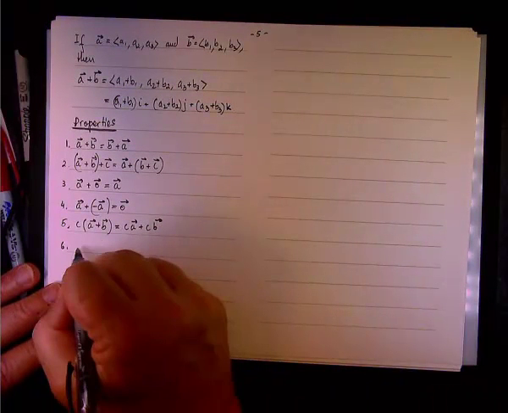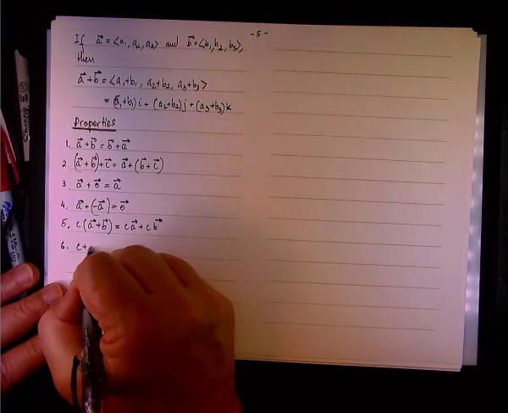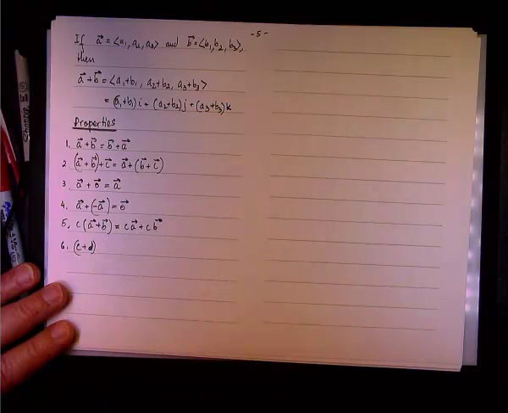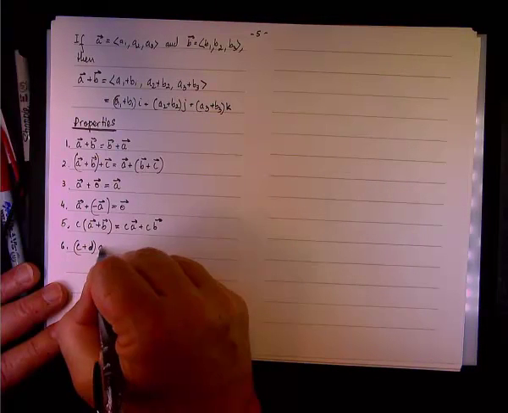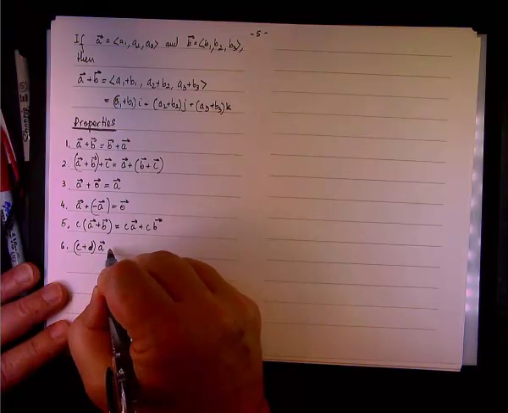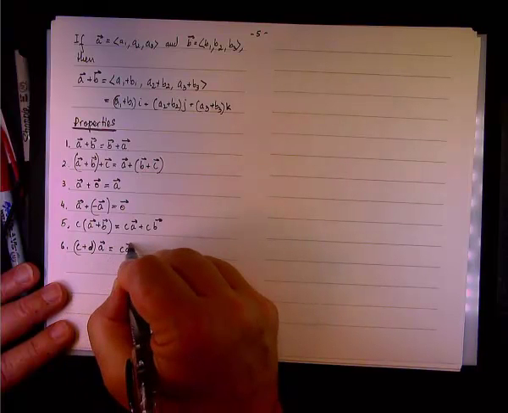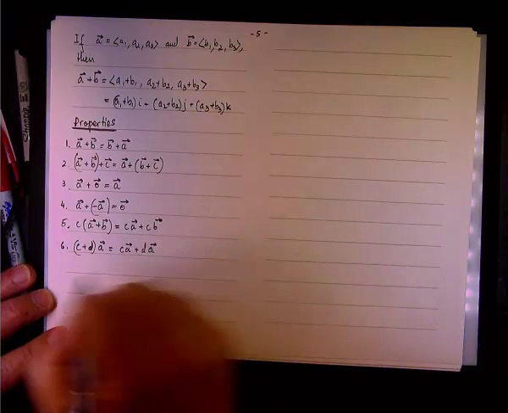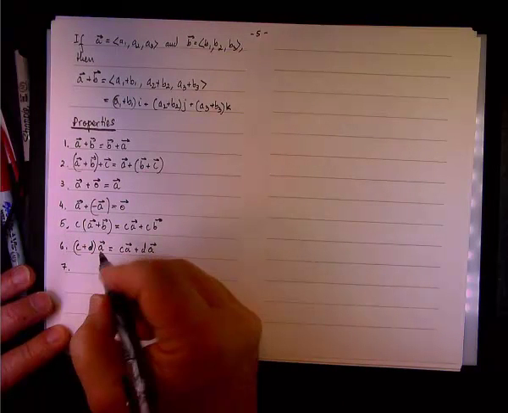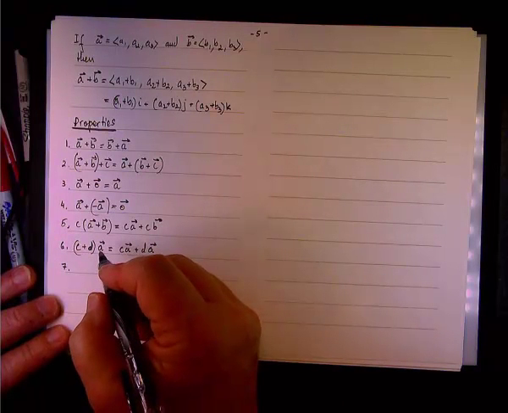Another algebra property is another distribution, the distribution over the scalar sum. If you have two scalars, C and D, that multiply the vector A, then you can distribute it as C times the vector A plus D times the vector A. Okay, two more.